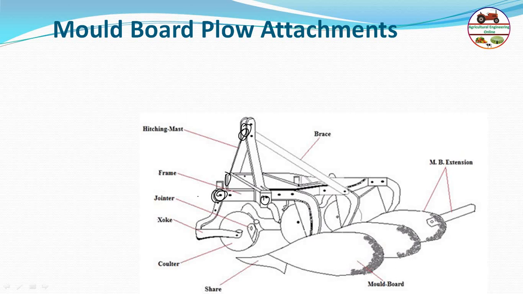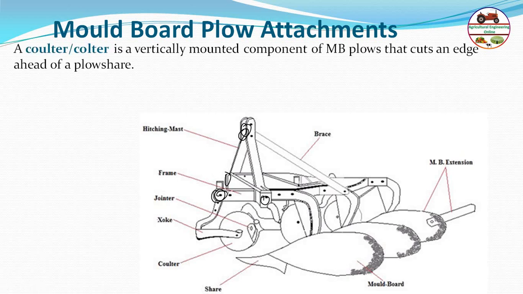Then there is coulter and jointer. We'll discuss that first of all. What is coulter and jointer? These are the attachments or accessories with the moldboard plow. Generally a coulter is a vertically mounted component of the moldboard plow that cuts an edge ahead of the plowshare. Basically, before the cutting of the soil by the plow bottom, a small cut has to be done by a vertically mounted component, basically a disc. So it's called the coulter.